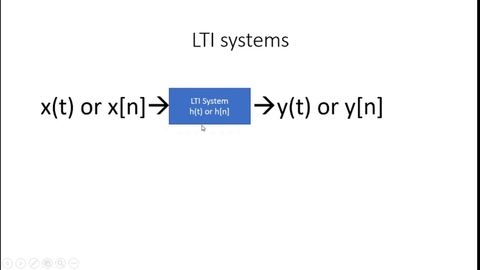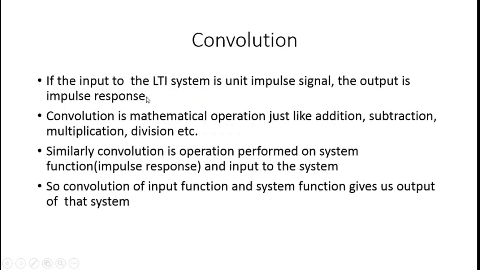If you perform convolution of x of t and h of t, we get y of t. In discrete time, if we perform convolution of x of n and h of n, we get y of n. So convolution is used to find the output of the system by convolving the input and the impulse response of the system. If the input to the LTI system is the unit impulse signal, the output is the impulse response. So the impulse response, or system function, can be found by feeding an impulse function to the system.